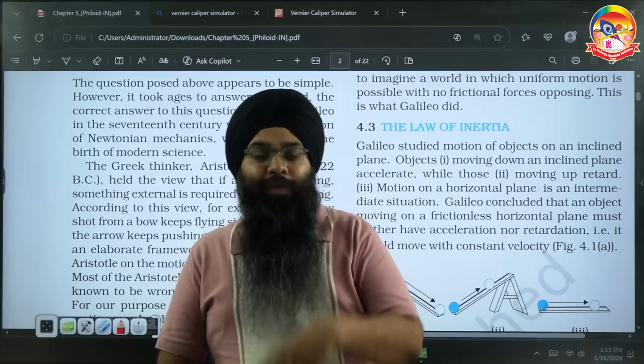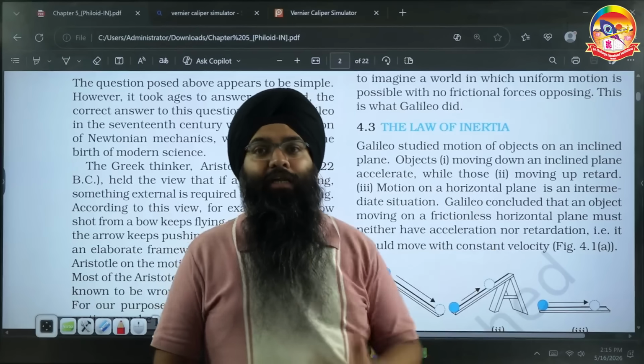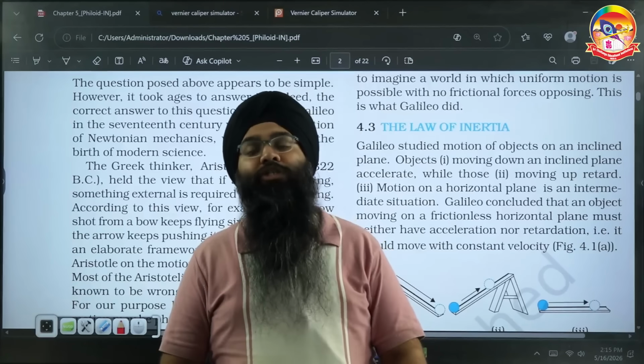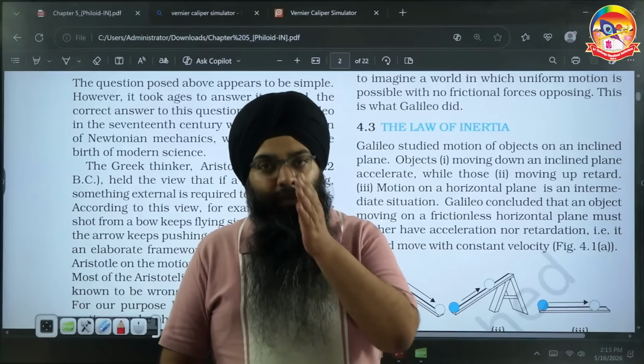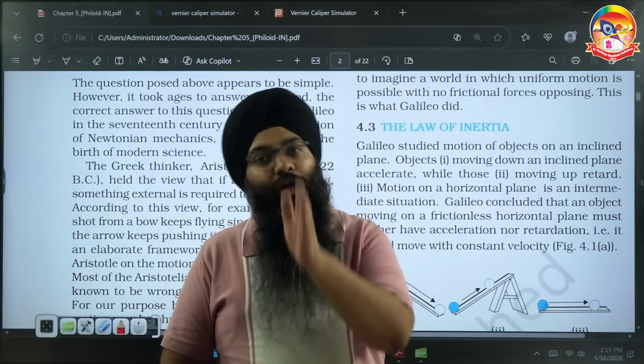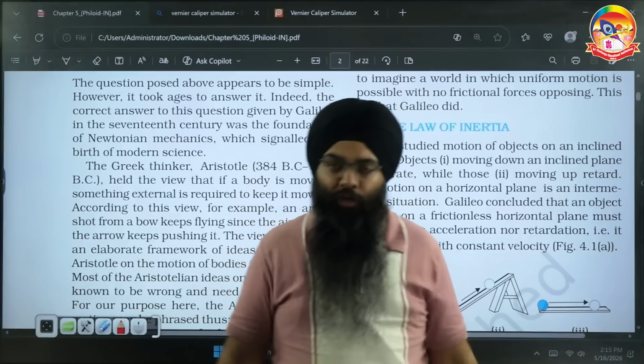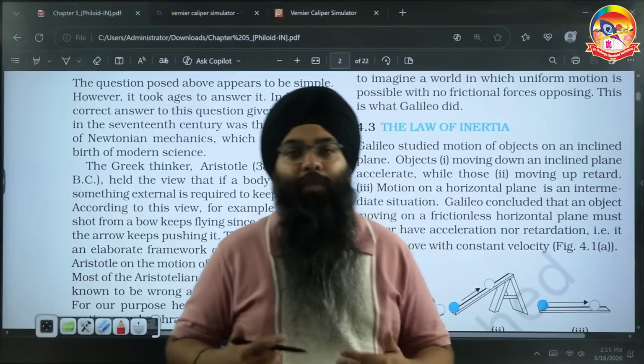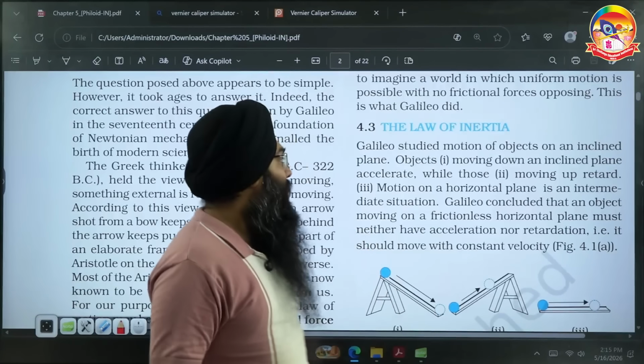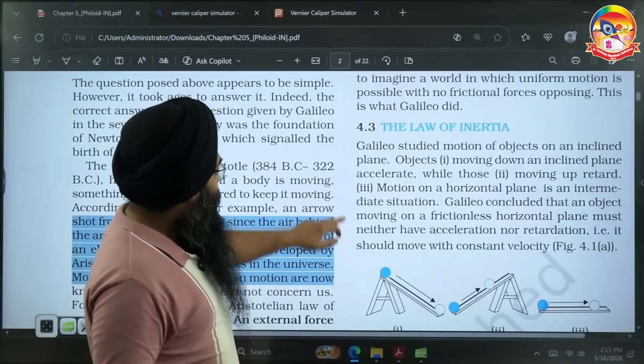So that was basically the concept of the law of inertia, and the law of inertia is also called Newton's first law. It states that a body which is at rest or in uniform motion will continue its state of motion until and unless you apply a net external force on the body. So what is this law of inertia saying?